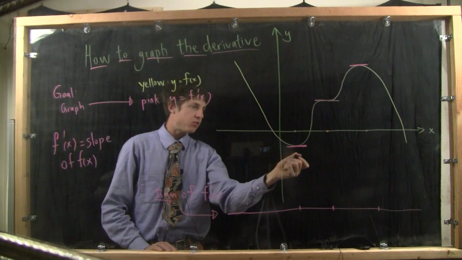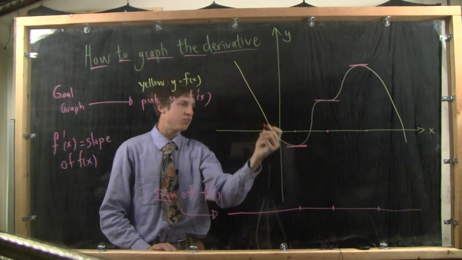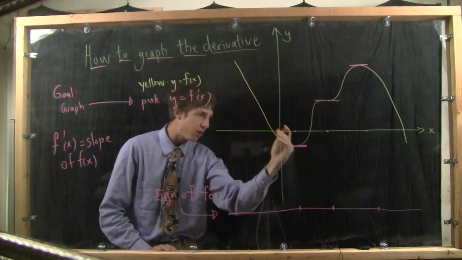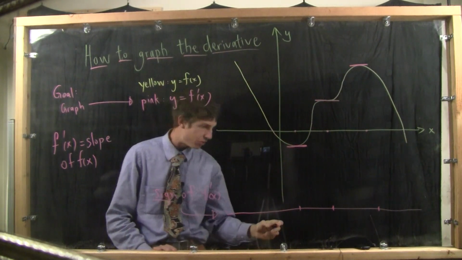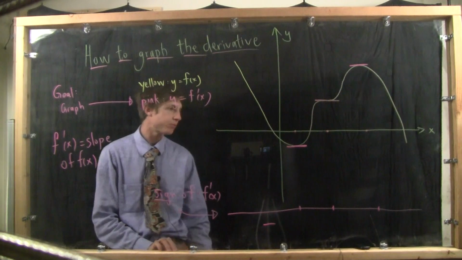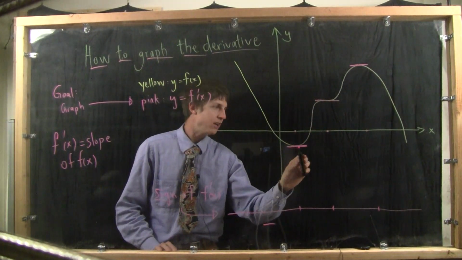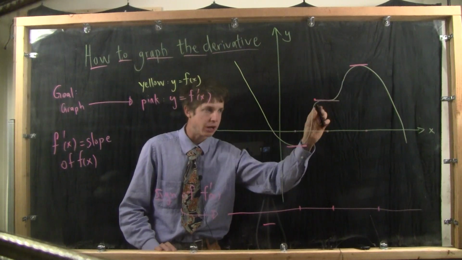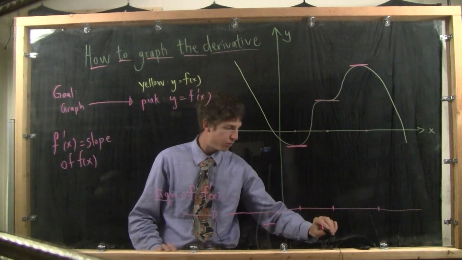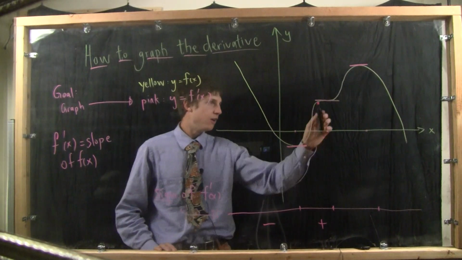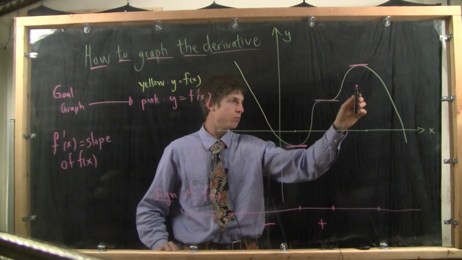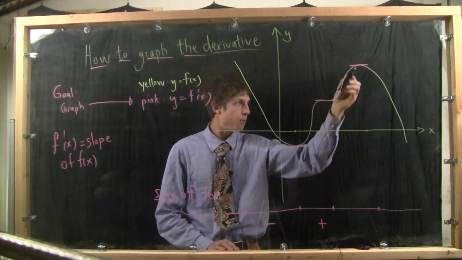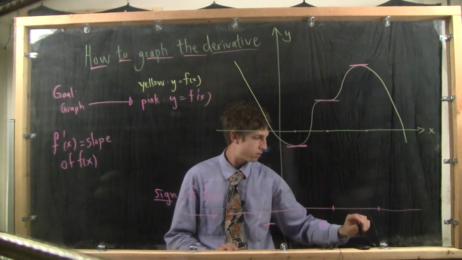So in this piece, what's the derivative? What's the slope of that yellow curve? Well, it's going down. The slope is negative. So here I put a negative. Okay, from this point to this point, what's the slope of that yellow curve? Well, it's increasing, it's going up, so the slope is positive. From here to here, what's the slope? Well, the function's increasing, it's going up, the slope is positive again.